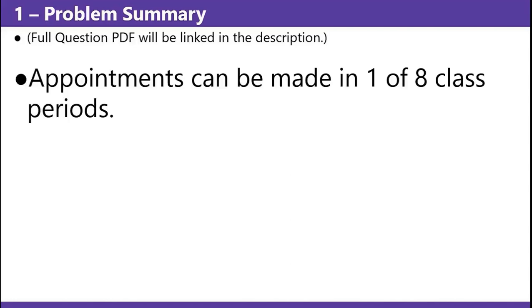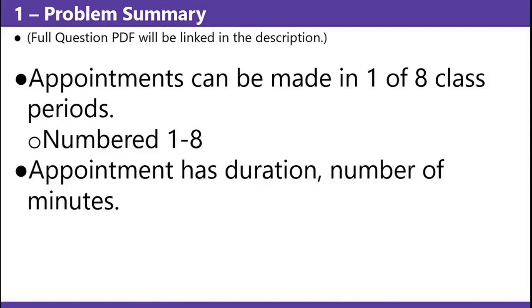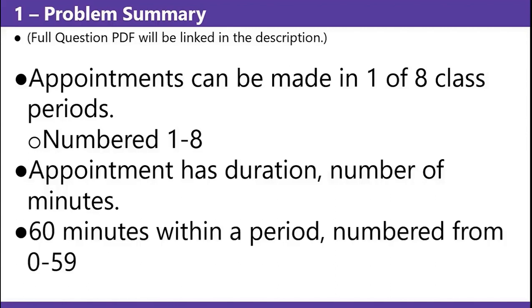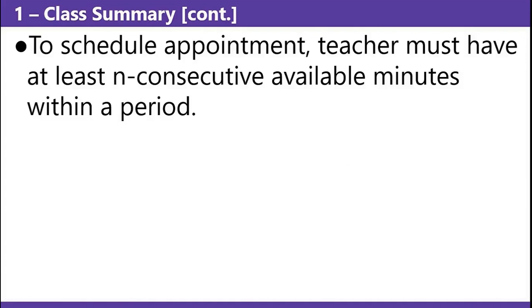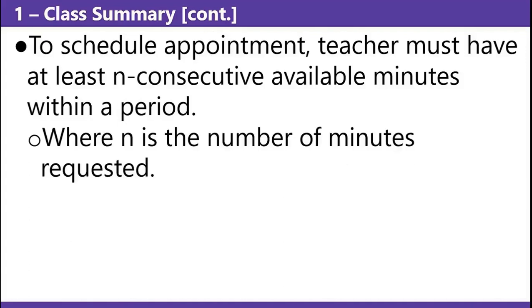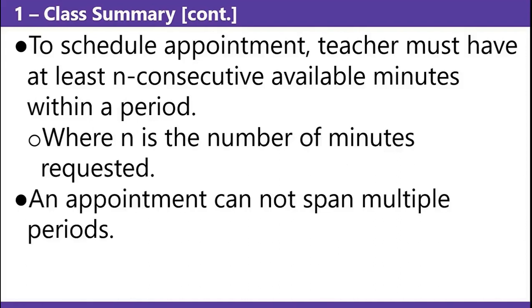To summarize the problem from question 1, appointments can be made in one of 8 class periods. These class periods are numbered 1 through 8. An appointment has a duration that is a number of minutes. There are 60 minutes within a period, numbered from 0 to 59. To schedule an appointment, a teacher must have at least n consecutive available minutes within a period, where n is the number of minutes requested. An appointment cannot span multiple periods.